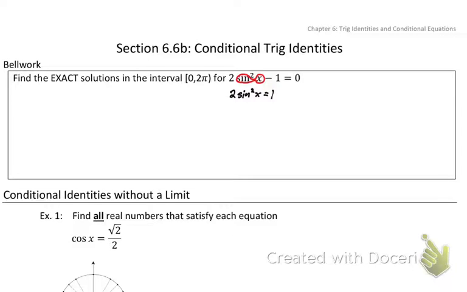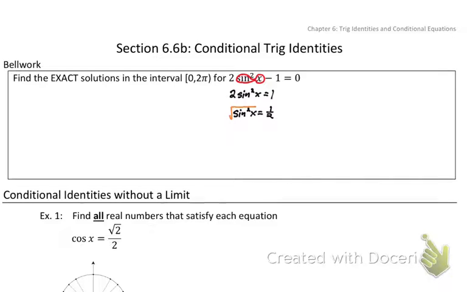Then we would divide both sides by 2. That would give me sine squared x equals 1/2. Most of us should know what to do. If I need to get rid of a square, I use the square root. So we're going to take the square root of both sides. Let's do that in orange.